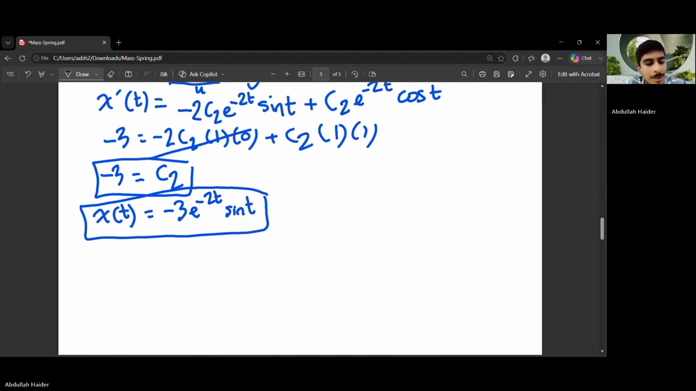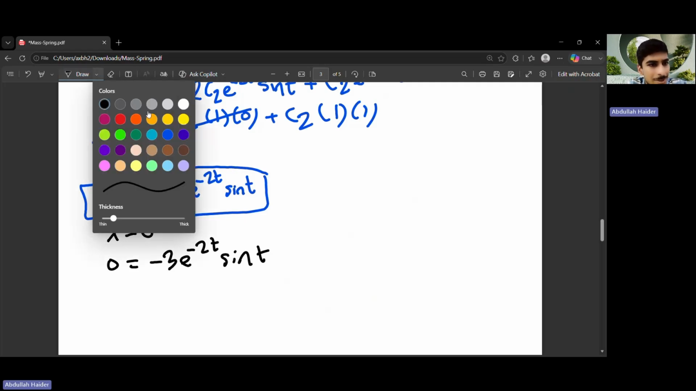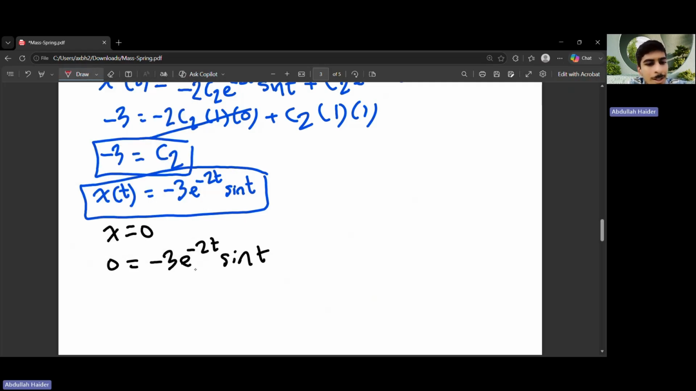So at equilibrium position, x will always be 0. Basically, x of t will always be 0. So now you can substitute 0 in this equation. 0 is equal to negative 3 e power minus 2t sine t. Now, if you don't know how to solve this equation, you don't have to go to the calculator, by the way, for this question as well.